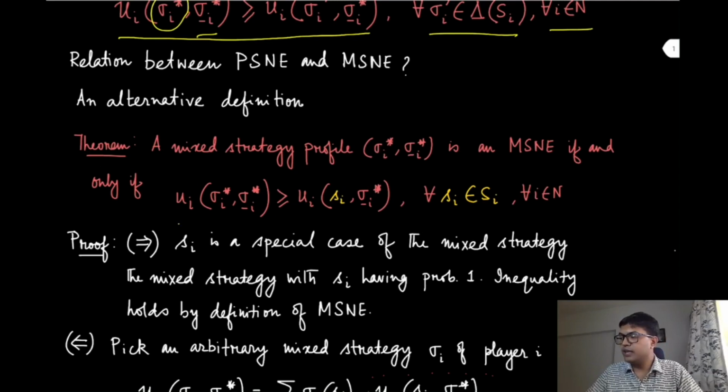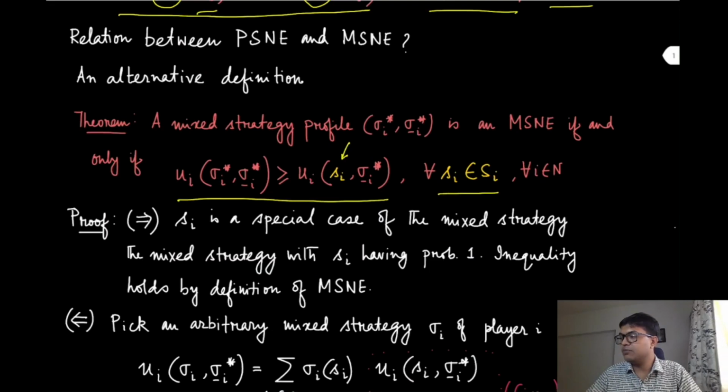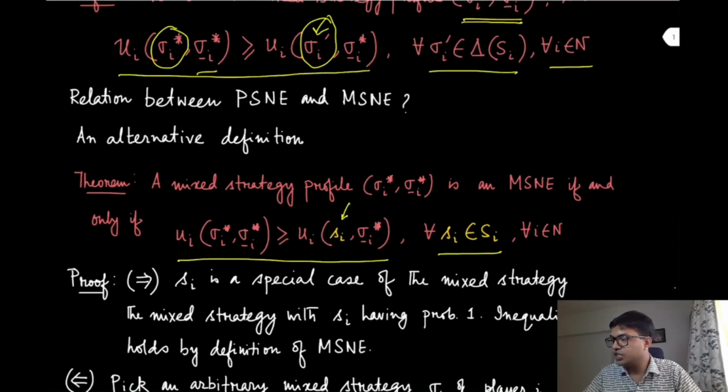To write the same inequality, what you replace is, instead of the strategy of player i, which was a mixed strategy in the original definition, now what we are changing is, this is going to be a pure strategy. And we are definitely overloading this notation u i. So what it means is that when you write u i of s i, sigma minus i, this is nothing but the probability. So we are taking the sum over the probability mass.